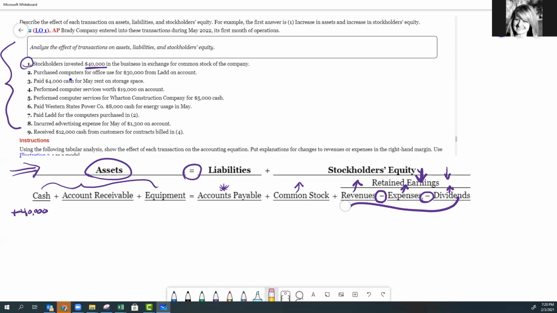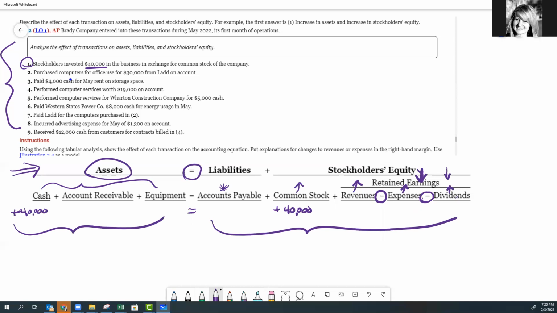So we have a minus sign there. Now I'm going to go ahead and erase this so I have this space. Okay. All right. So again, stockholders invested $40,000 of cash in the business in exchange for common stock. So our cash went up by $40,000 and our common stock also went up by $40,000. And so we are currently in balance. We have $40,000 on the left side of the equal sign, and we have $40,000 on the right side.